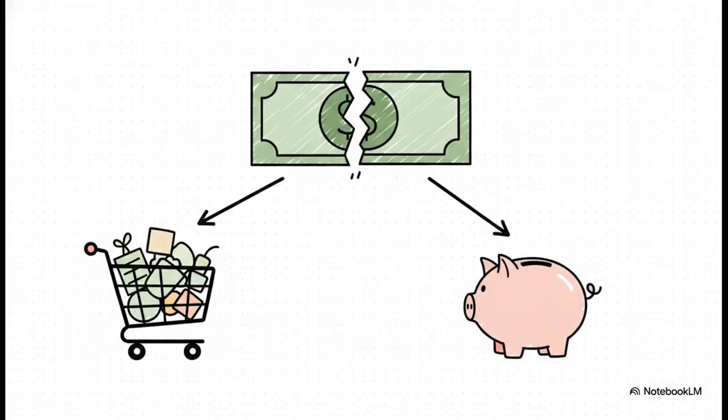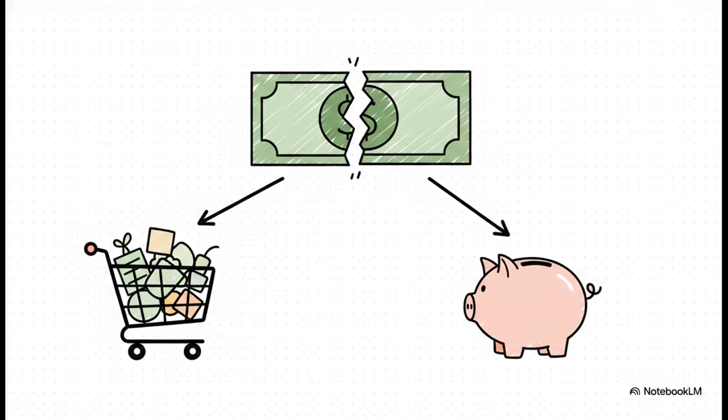But here's the strict mathematical reality of your wallet. Every single new dollar you earn faces a totally binary choice. You either spend it, which economists call the marginal propensity to consume, or MPC, or you save it, which is your marginal propensity to save, or MPS. Because a dollar can literally only be spent or saved, those two fractions will always add up perfectly to 1.